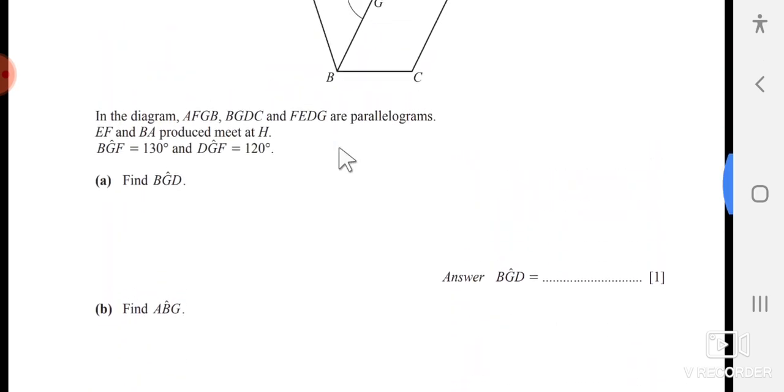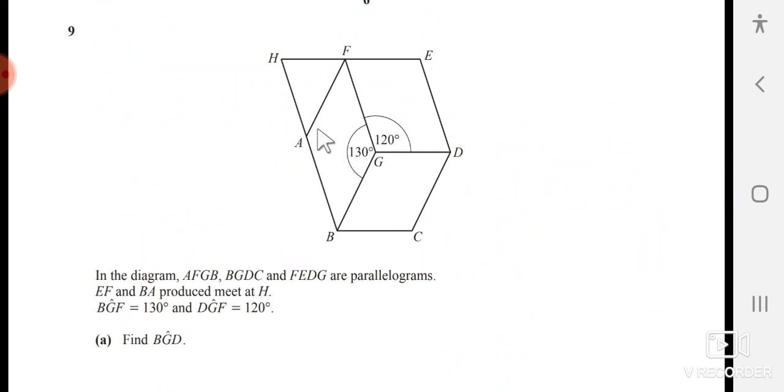Find HFG. Where is HFG? HFG, this angle you need to calculate. My dear, HFG means this angle is 60 degrees. If this angle is 60 degrees, subtract this from there. This would be 60. HFG is 120 again, because if you extend this line this way, then this angle and this angle are alternate interior angles, so this is also 120 degrees.